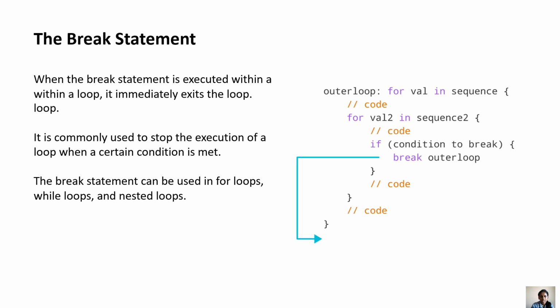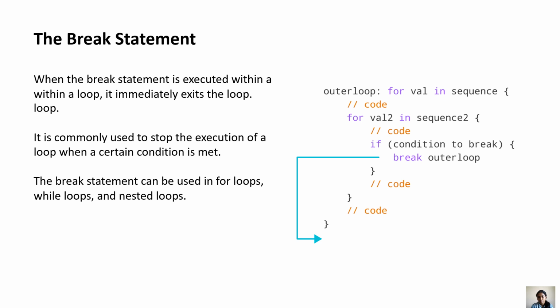Let's discuss the break statement in depth. When the break statement is executed within a loop, it immediately exits the loop. It is commonly used to stop the execution of a loop when a certain condition is met. The break statement can be used in for loops, while loops, and nested loops.